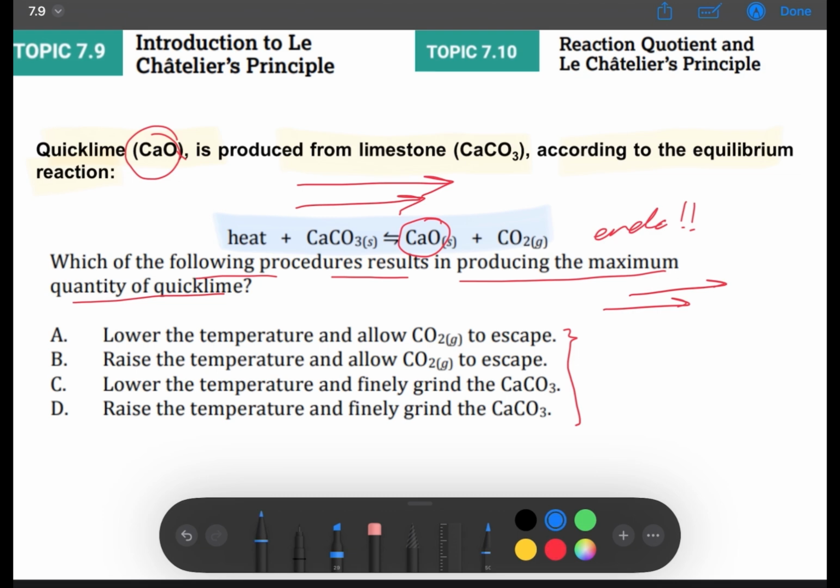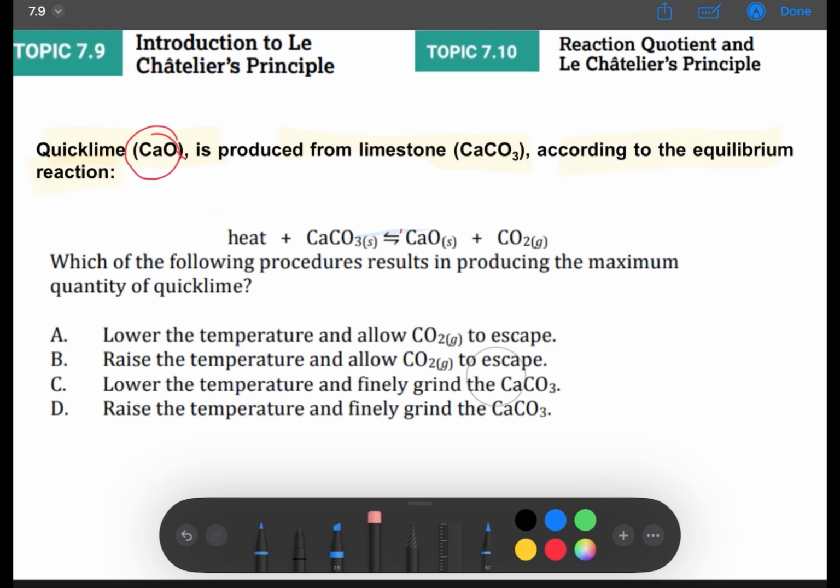Let's start with the first one. It says lower the temperature and allow CO2 to escape. Okay, if I decrease the temperature, I want to erase the stuff. If I decrease the temperature, it means that I have a loss, and since you have a loss, the reaction will come to compensate. So what will happen to the value of CaO? It will decrease. A is incorrect.